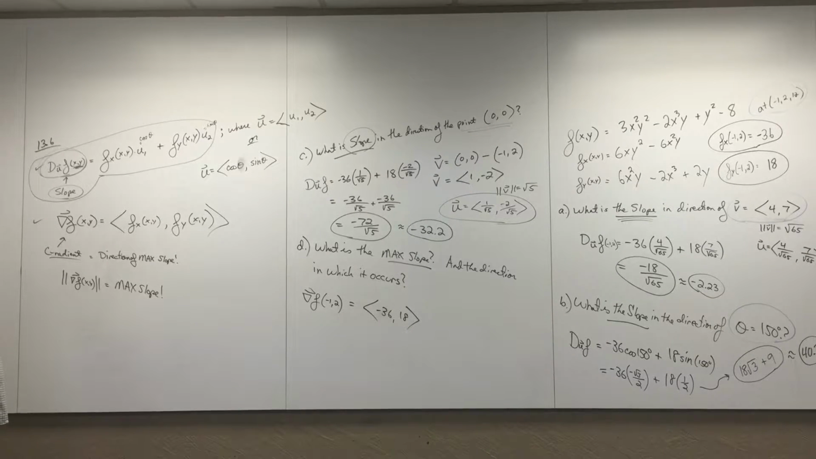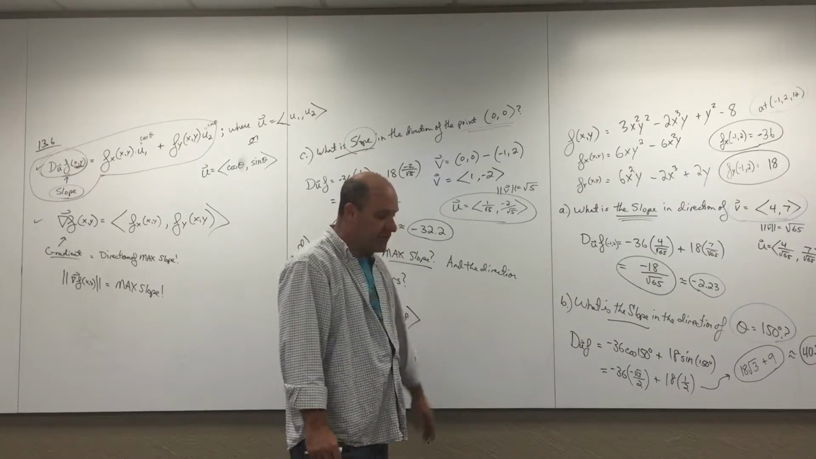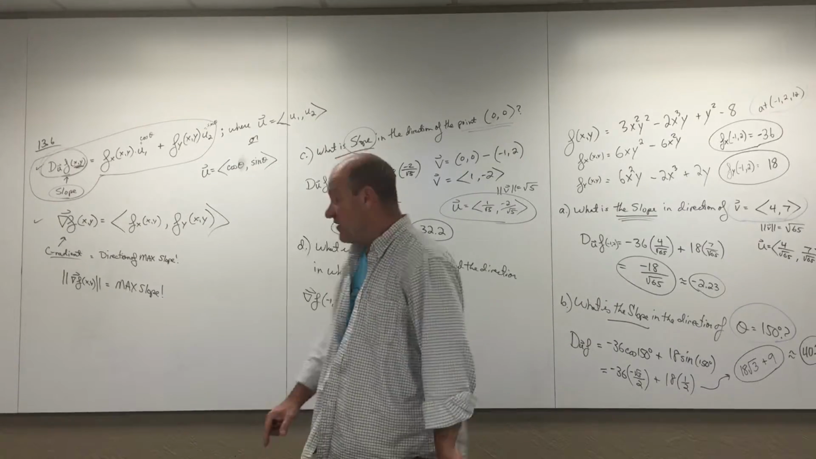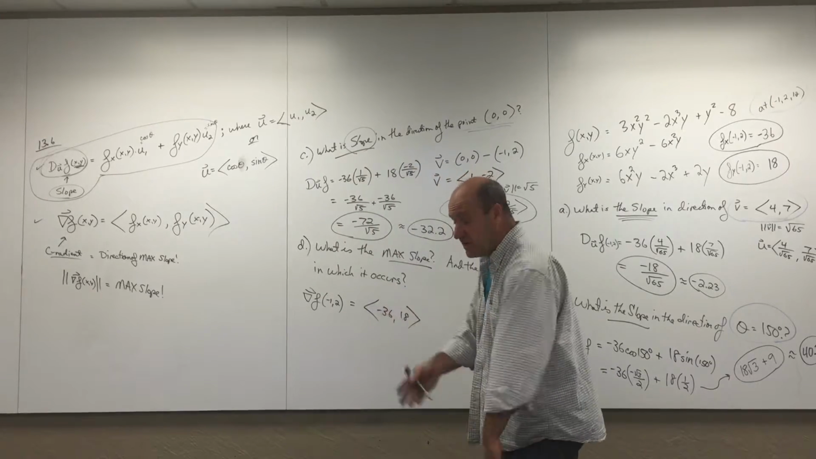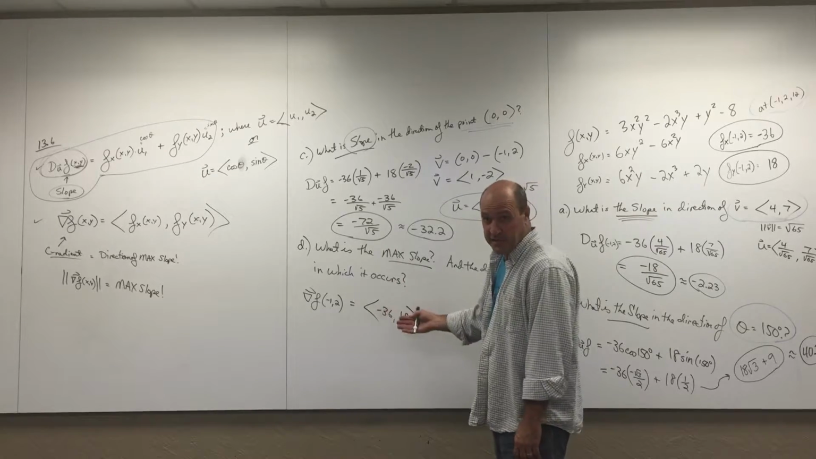That's the direction of the maximum slope. Let me just see something. Where is that? That's negative 36, 18. You could reduce that. Because it's just a direction, you could say it's negative 2, 1. That's the same direction as negative 36, 18.